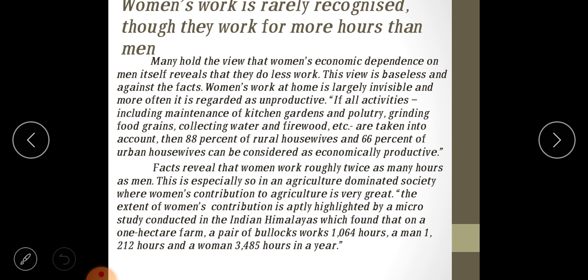If all activities including maintenance of kitchen gardens and poultry, grinding food grains, collecting water and firewood etc. are taken into account, then 80% of rural wives and 60% of urban housewives can be considered as economically productive.